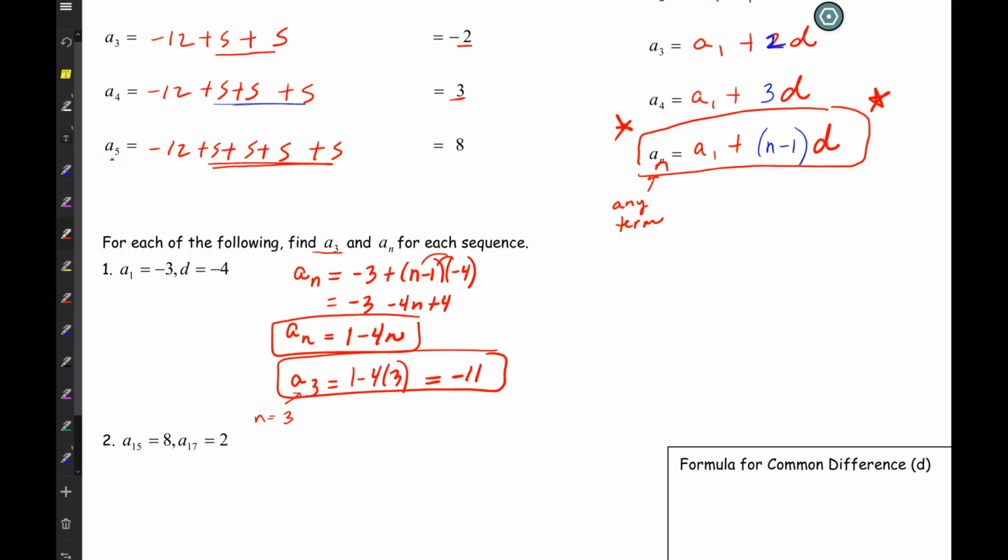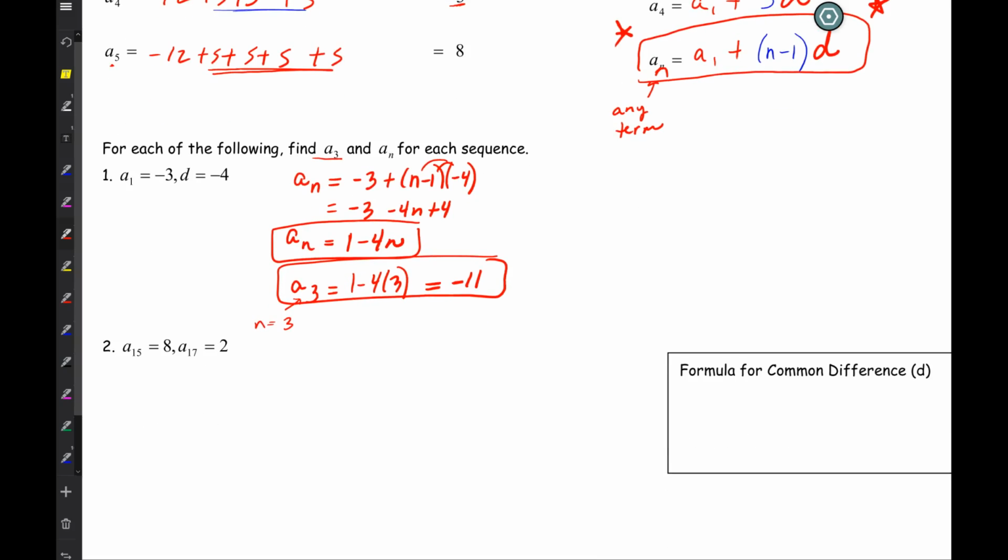Okay, let's take a look at number 2. Number 2, we have the 15th term and the 17th term. To find a formula, an, let's think about what an is. Any term can be found using the first term plus n minus 1 times the common difference. So what 2 pieces do you have to be able to fill into the formula for it to work for a specific pattern? Yeah, we've got to find what is the value of A1 and what is the value of D.